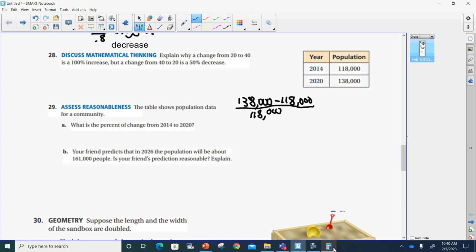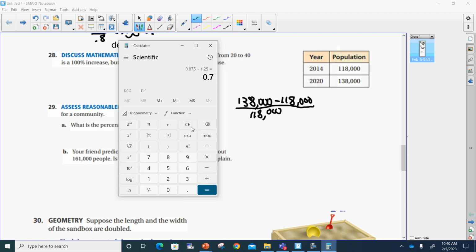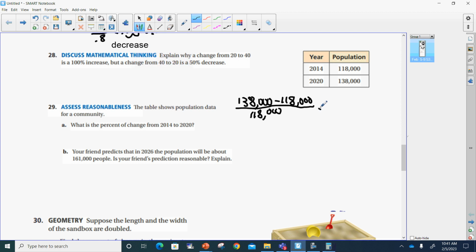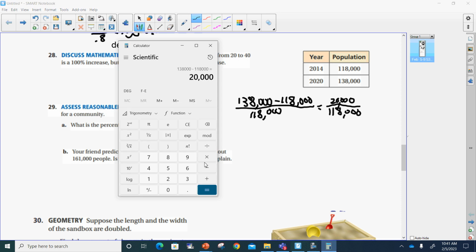Let's just use our calculator to make this easier. Let's clear this. We got 138,000, excuse me, and we're subtracting 118,000. That's going to give us 20,000. So I'm just going to write that in real quick. This equals 20,000, divided by 118,000. So I'm going to take that 20,000 and divide it by 118,000. That gives me 0.1694.